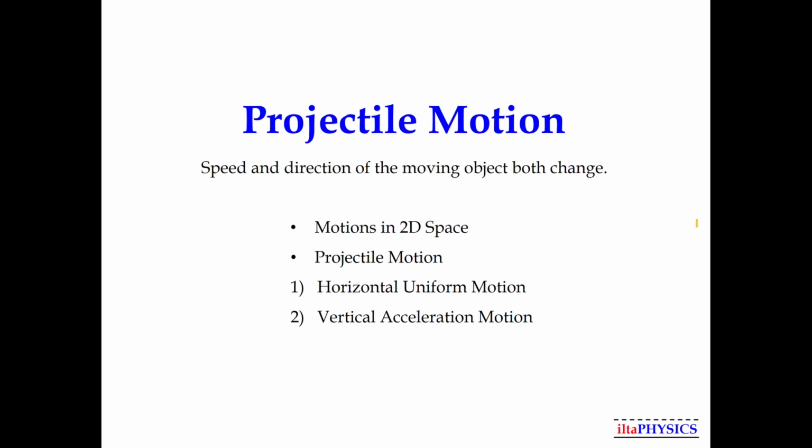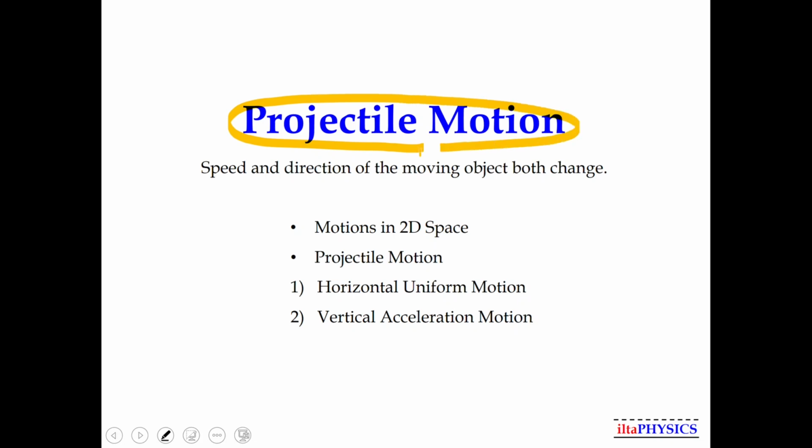Today, we are going to learn about one of the most interesting types of motion in two-dimensional space, projectile motion. Projectile motion is a kind of movement where both the speed and the direction of the object are changing continuously. So far, we've only studied one-dimensional motion, that is, motion along a straight line, either left and right or up and down. But in projectile motion, since the direction of velocity changes, we're now dealing with motion in a two-dimensional plane. That's the key difference.